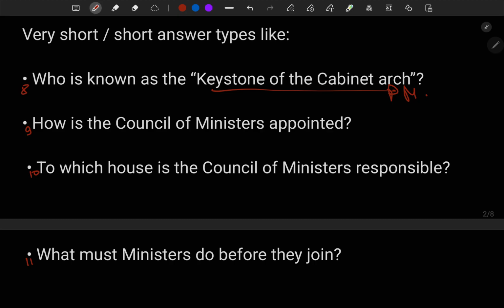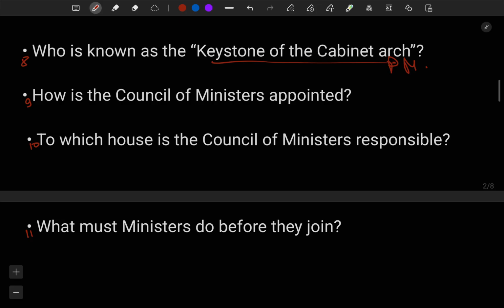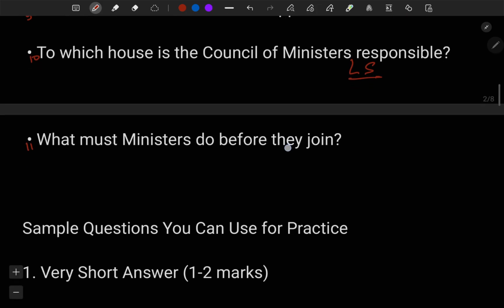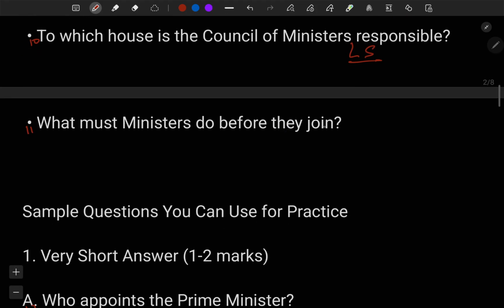How is the Council of Ministers appointed? The President appoints them on the advice of the Prime Minister. To which house is the Council of Ministers responsible? They are responsible to the Lok Sabha. What must ministers do before they join? They should take oath.